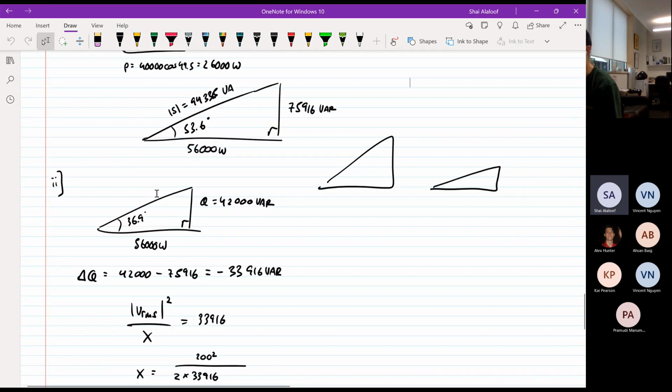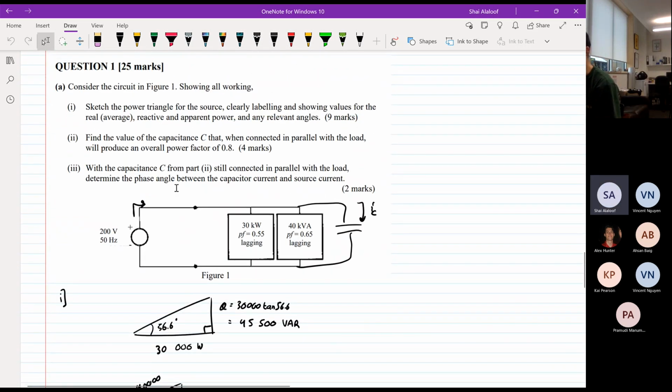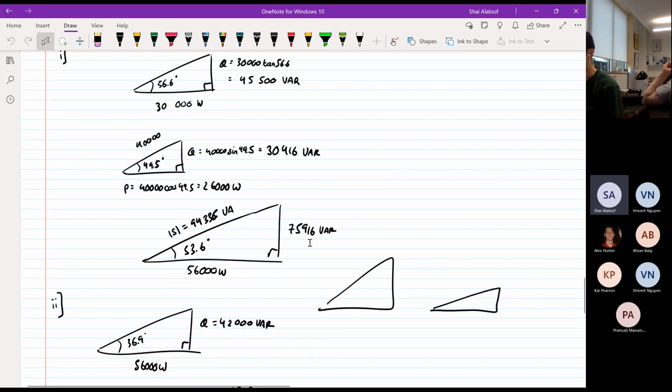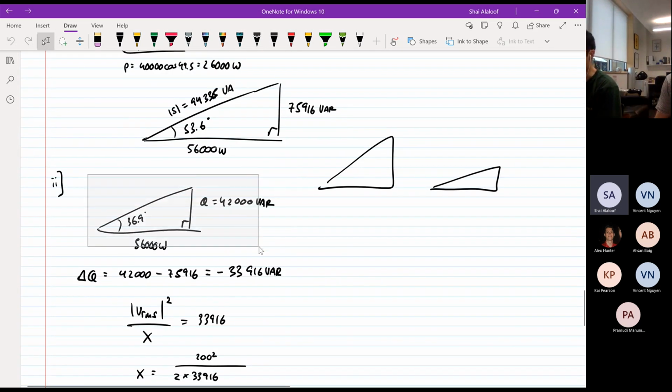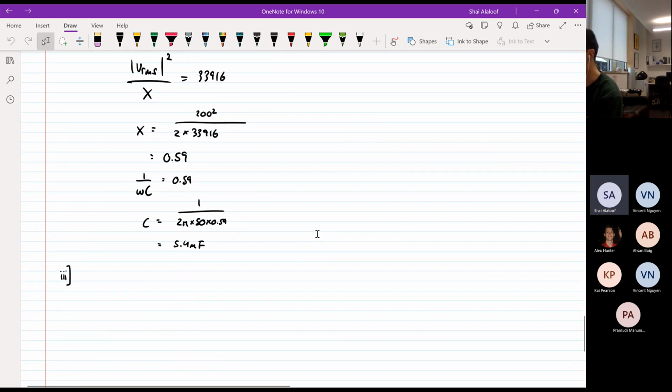Anyways, back to question 3. Question 3 was just asking us to find the phase angle between the capacitor current and the source current. So it's like the difference. Let's just worry about the source current angle first. This is the power triangle after the power factor correction. This angle tells you theta, where theta is theta v minus theta I.